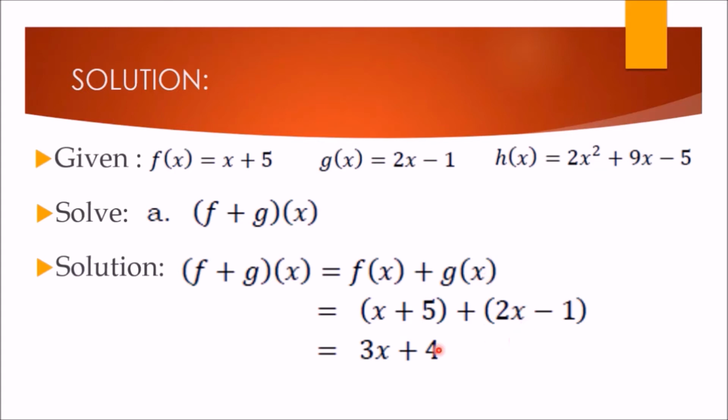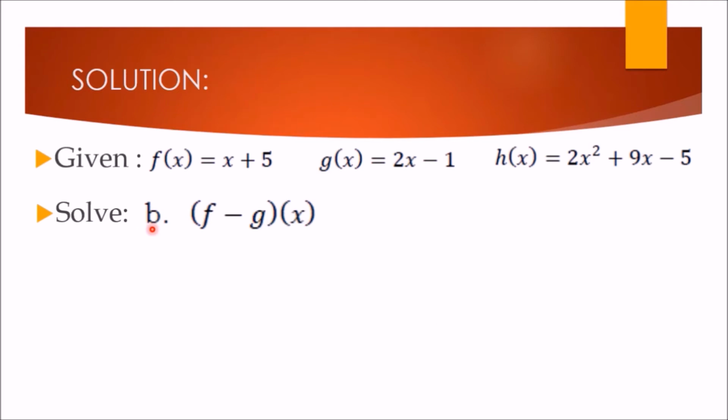And with that, we will have to combine like terms such that x and 2x are of the same term. So we will have to add this, that gives us 3x. And 5 and negative 1 are of the same terms. They are like terms, so we need to add 5 with negative 1. The resulting function is 4. So that is why your resulting function now, after you add the two functions, f(x) and g(x), is 3x + 4.